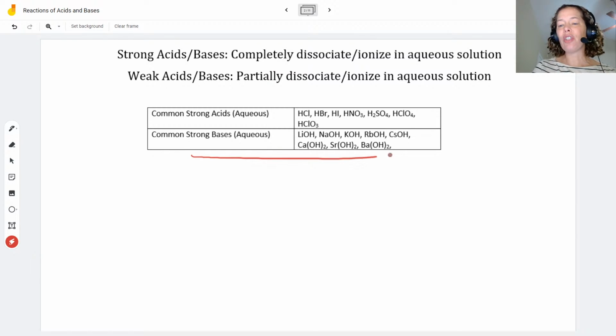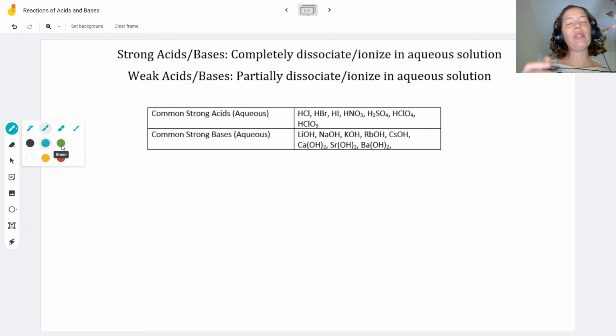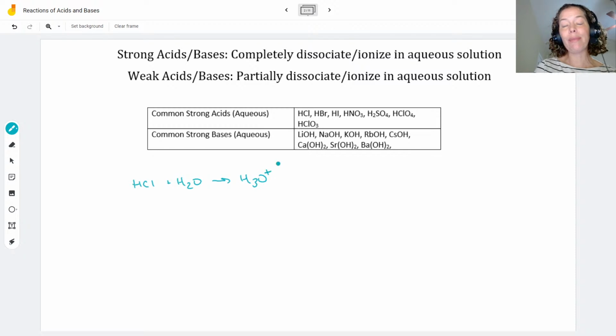I did list here your common strong acids and your common strong bases. But let me write out some equations and explain a little more clearly what I mean by completely dissociate versus partially dissociate. Let's take our common strong acid, and we'll start with the first one, hydrochloric acid. When we put that in water, we form the hydronium ion, because it's an acid, it's going to donate a proton to the water. And we get chloride anions.